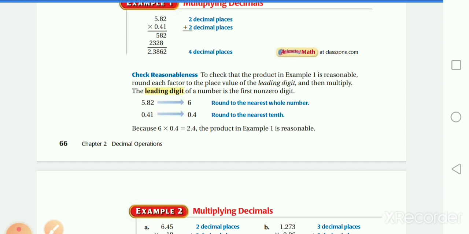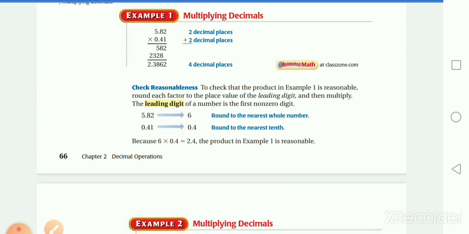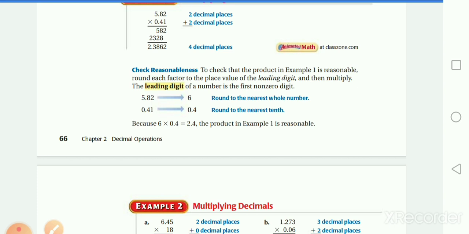Okay, so here this is 0.4 and this is 6. 6 times 0.4 equals 2.4. 6 times 4 equals 24, and I have just one decimal place, so it will be 2.4. Okay, the product in example 1 is reasonable, right?